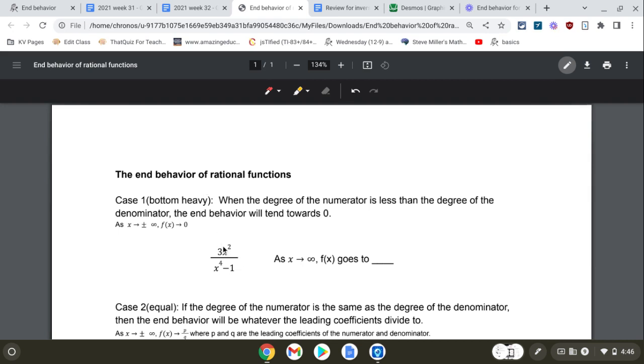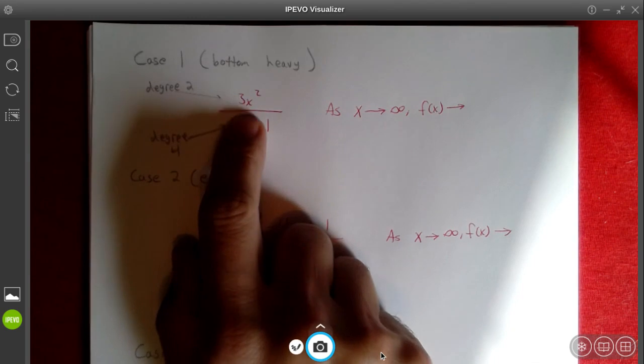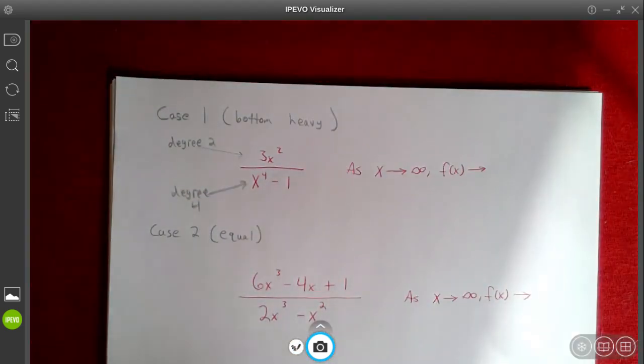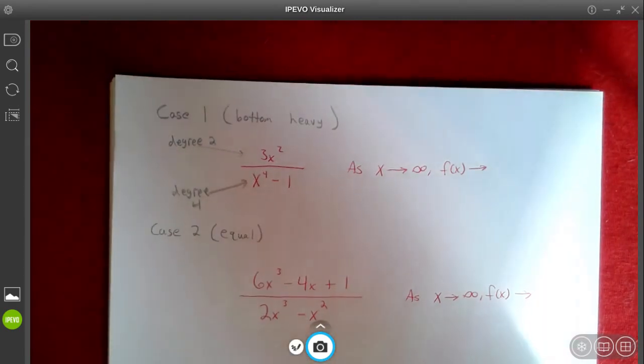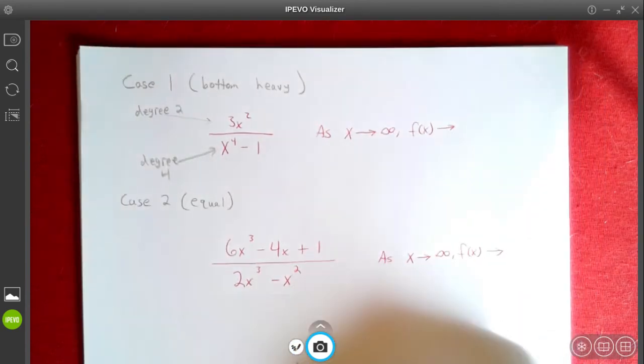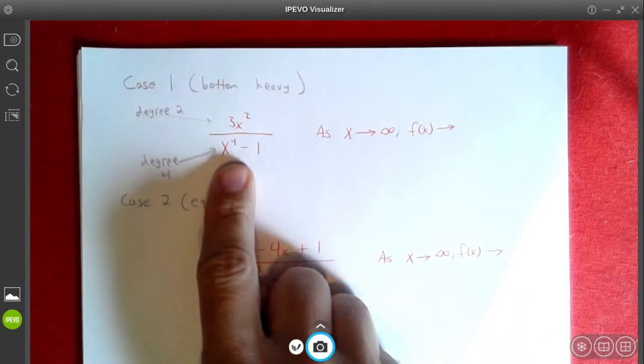But a rational function is basically anytime you have a polynomial divided by a polynomial. That's considered a rational function. Really, just as long as you have a variable in the denominator, that's what's going to make it a rational function. So I've got two polynomials being divided here, and my question is, what is the value of this function as x approaches positive infinity? All right, what's happening as we plug in bigger and bigger numbers for x?